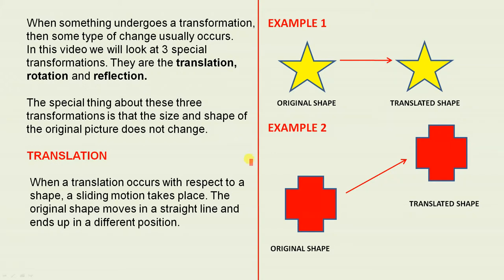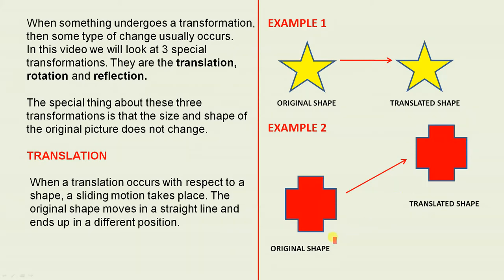Translation. When a translation occurs with respect to a shape, a sliding motion takes place. The original shape moves in a straight line and ends up in a different position. So here's example one with the yellow star. There is the original shape in the original position. We slide it along, and this is the translated shape. So the only change is the position. Everything else is the same.